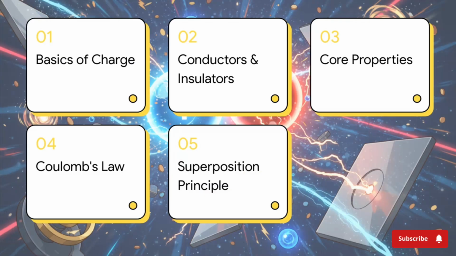Well, here is our roadmap for today's explainer. First, the basics of charge. Second, conductors and insulators. Third, core properties. Fourth, Coulomb's law. And finally, the superposition principle.